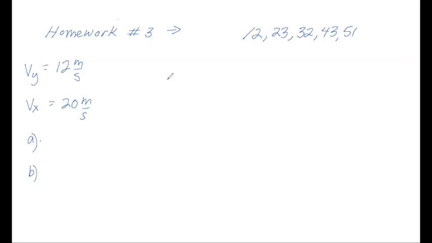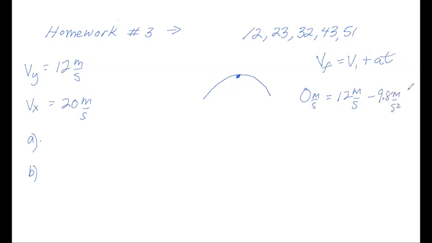All right, so I'm going to solve for the time. It's going to go something like that to get here. So I know that when it's there, my velocity in that y direction is going to be 0. So I'm going to use v final equals v initial plus acceleration times time. So it's going to be 0 meters per second equals 12 meters per second minus 9.8 meters per second squared times t.